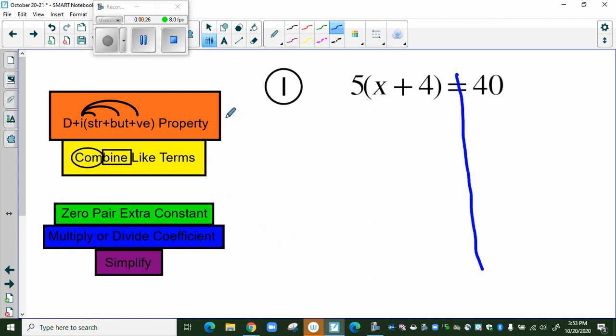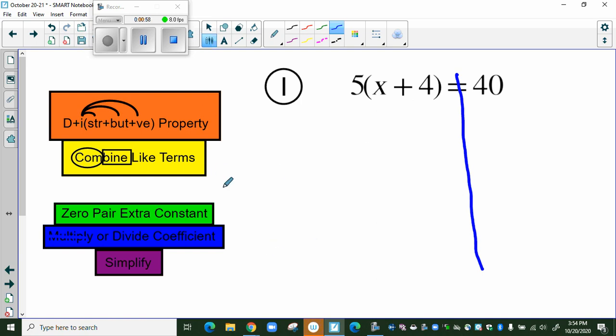The first thing we're going to do is look to see if our problem has the distributive property, and if so, we're going to draw the rainbow and multiply. Then we're going to look and see if we have any like terms on the left or right sides that we can box and circle. Then we will zero pair the extra constant to disappear it. Then we will divide our coefficient. We won't be doing multiplying. We'll be dividing our coefficient. And then we'll simplify if our answer is a fraction. And spoiler alert, for these examples, there will not be any fractions.